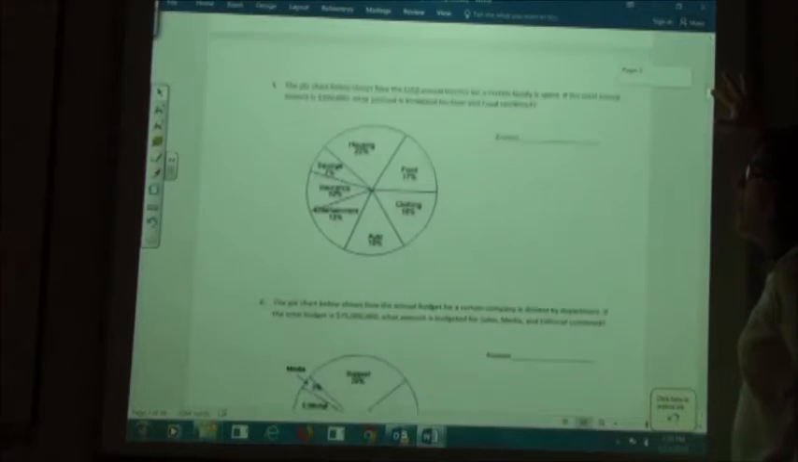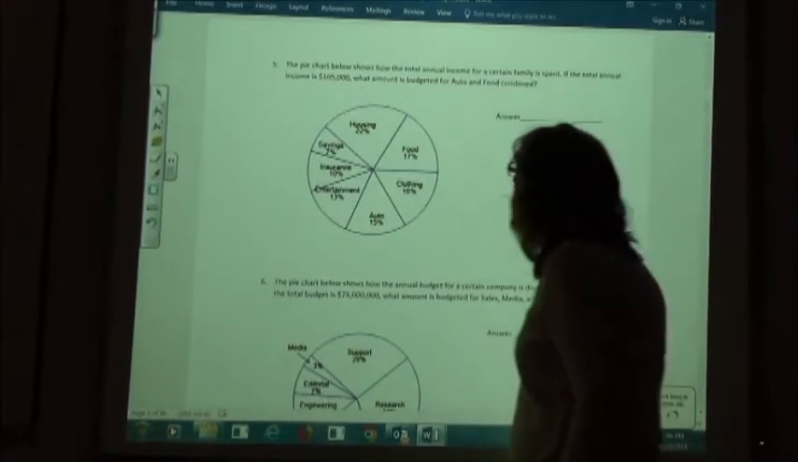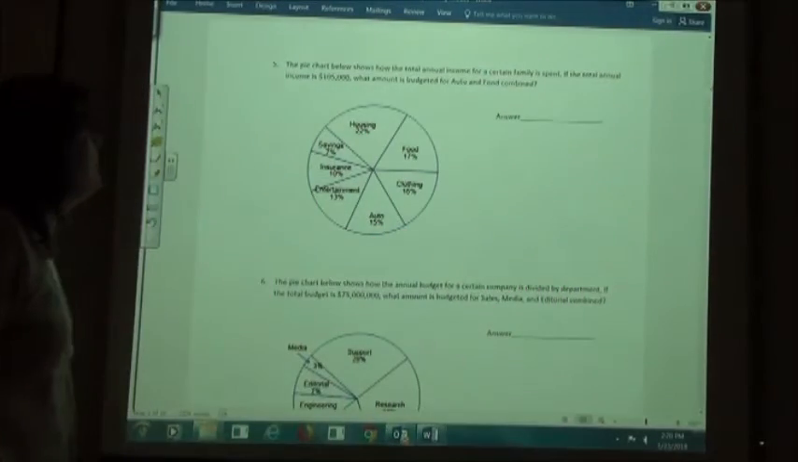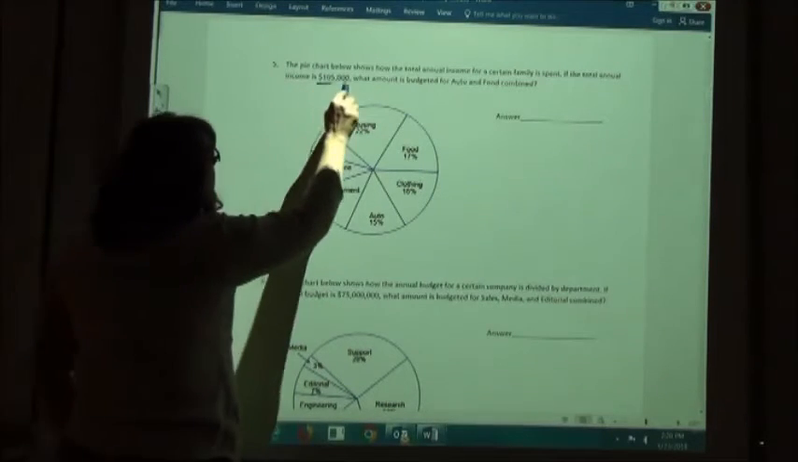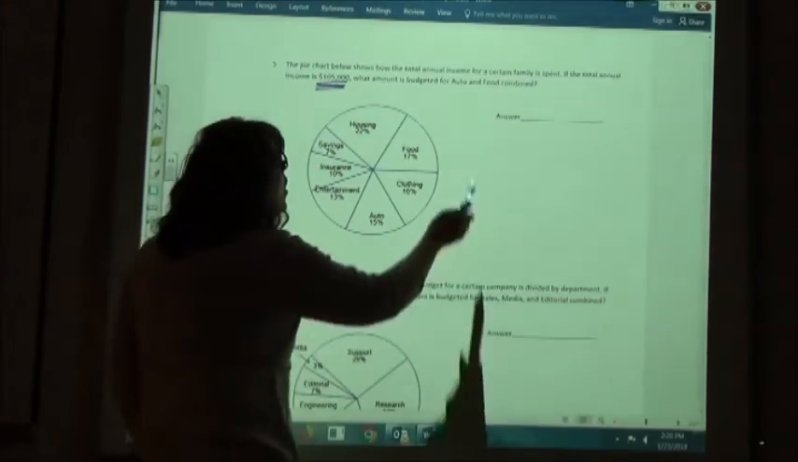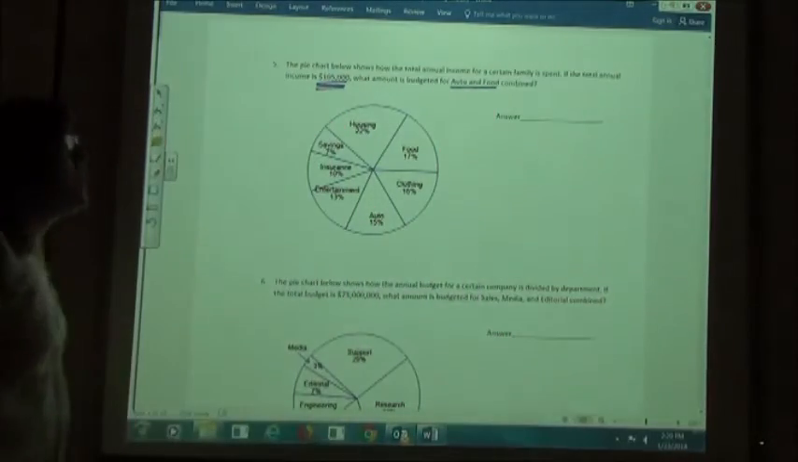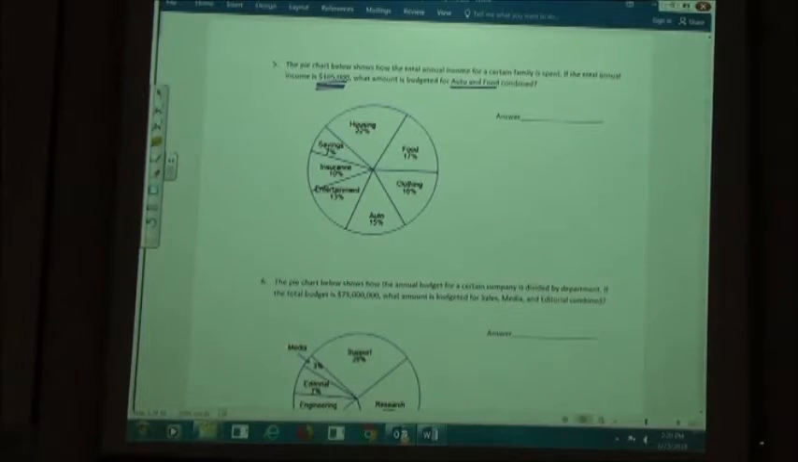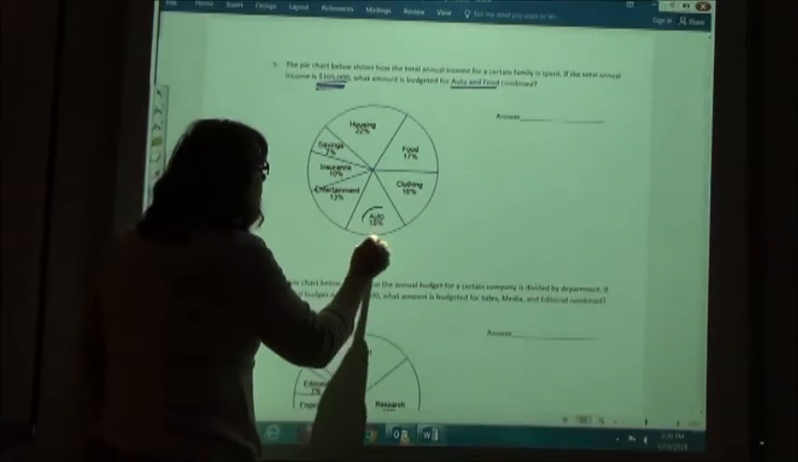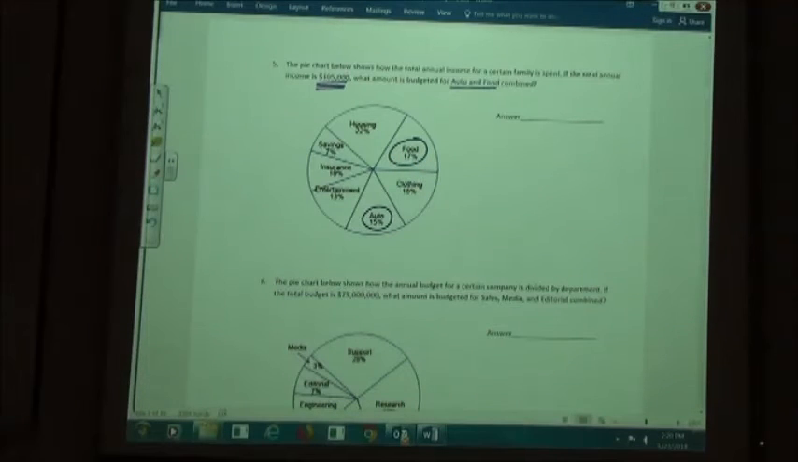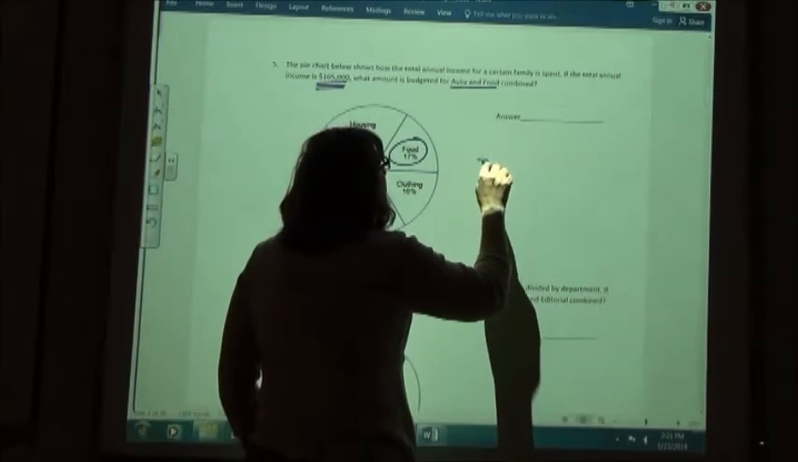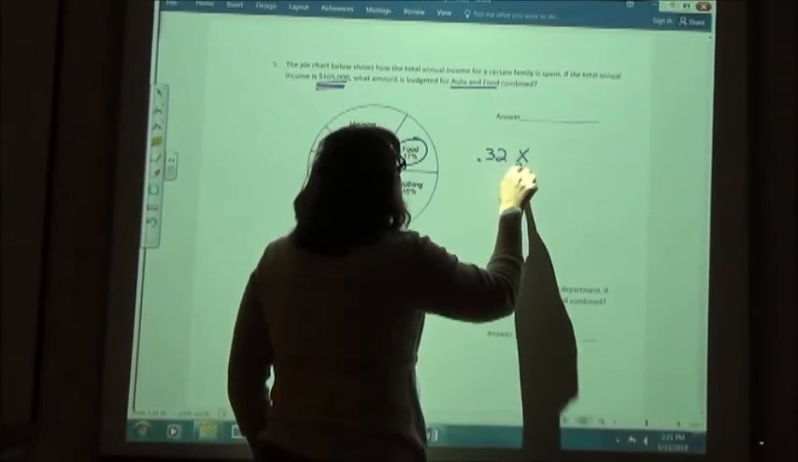So on number 5, this time it says the pie chart shows how the total annual income for a certain family is spent. The total annual income is $105,000. That's the total. We want to know how much did they spend on just auto and food. So we're looking for the part. So again, we're going to take auto, which is 15%, and food, which is 17%, and add those together. If I add those together, I get 32%.